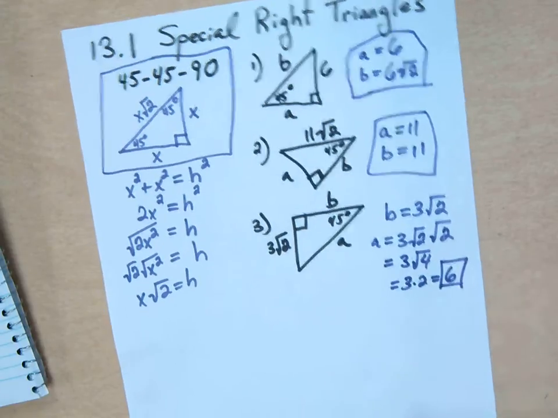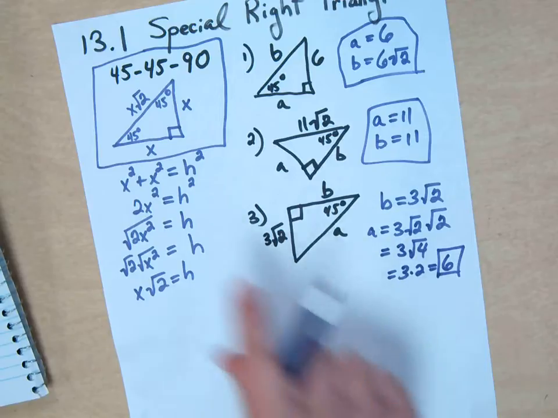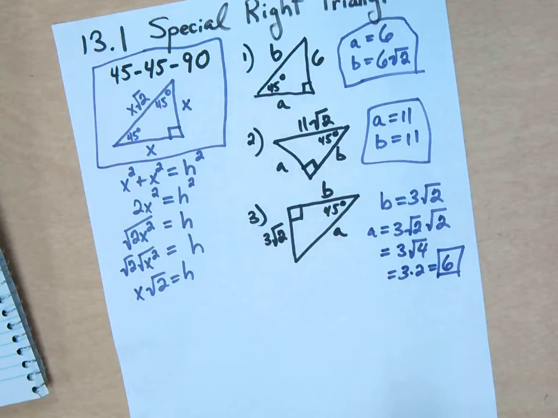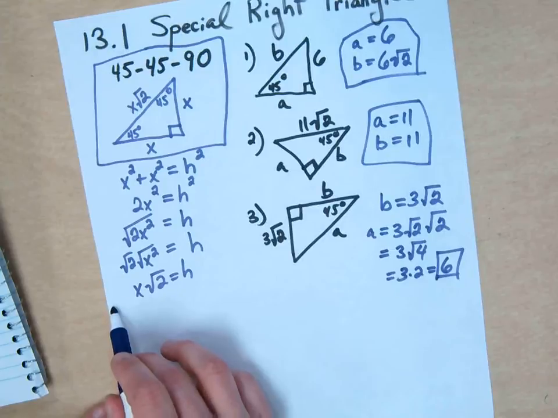They do get harder, so you have to be careful which side you're given. You have to use the formula. So questions on that one? All right, let's do the 30, 60, 90.